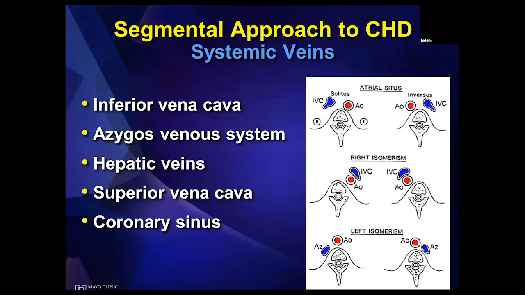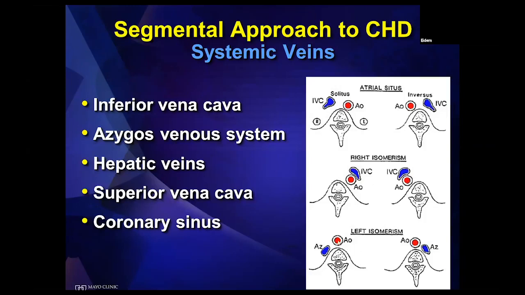In patients that have situs inversus, the aorta is now positioned on the right side and the IVC is positioned on the left side, still with that posterior position of the aorta relative to the anterior inferior vena cava. In patients with right atrial isomerism, we'll see the aorta and the IVC either on the right side or on the left side, but the same relationship is present, with the aorta posterior to the inferior vena cava.